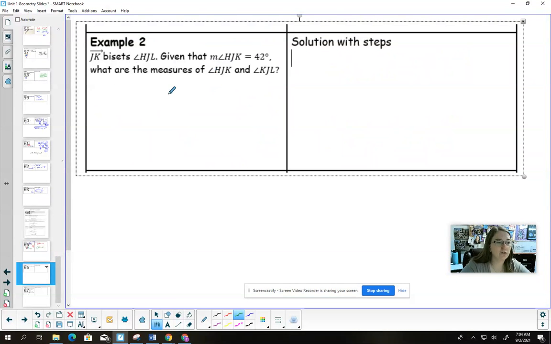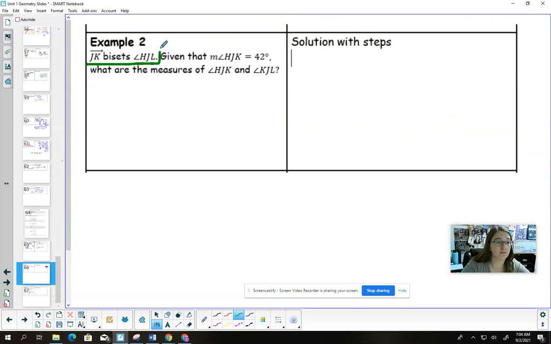Example 2. Now, what I want you to do is draw this picture. This will happen sometimes, guys, and it's hard. That's bisect. Good Lord, I need to fix these notes. Sometimes you're not going to be given a picture, but you have to draw the picture because depending on what they're giving you, you're going to do something different.